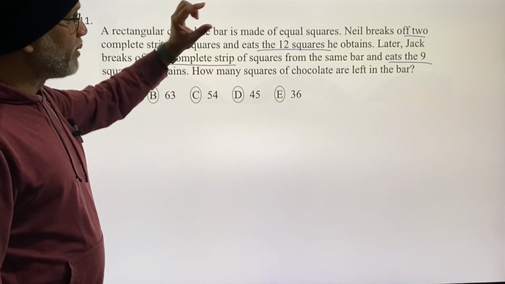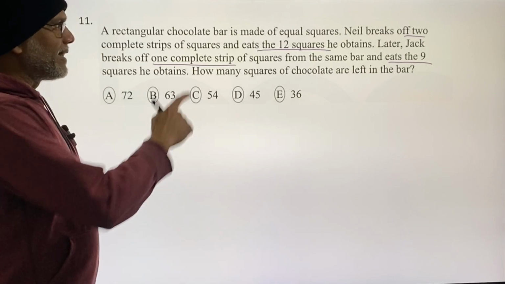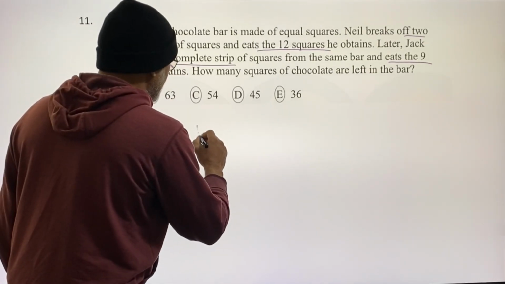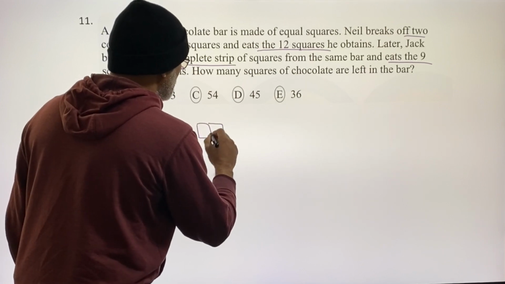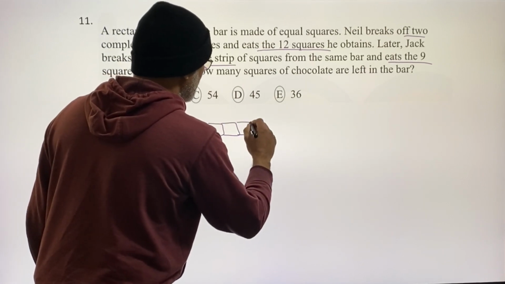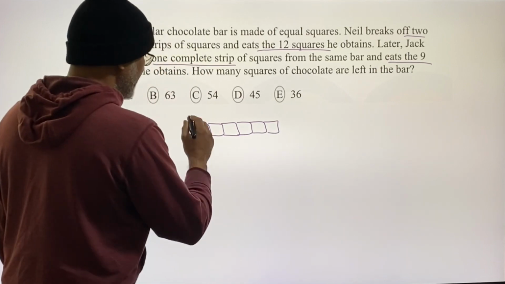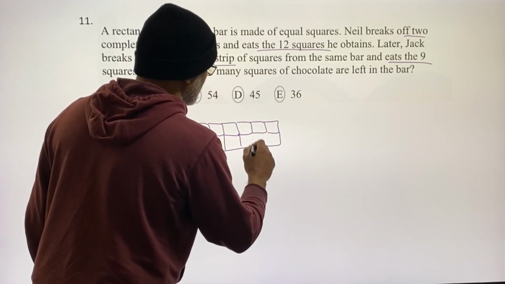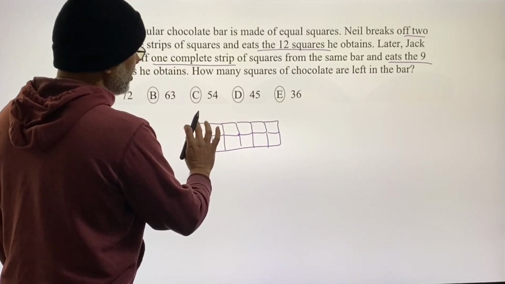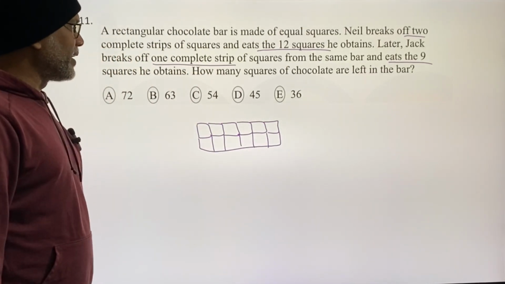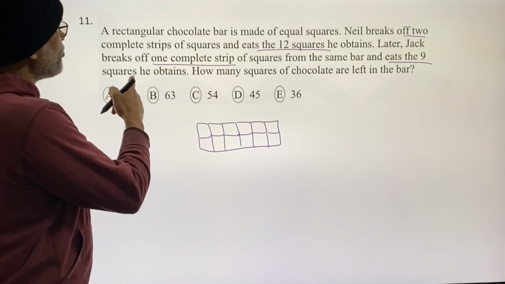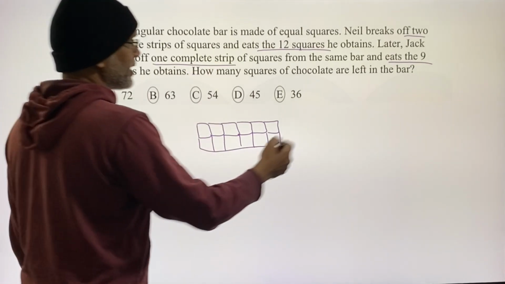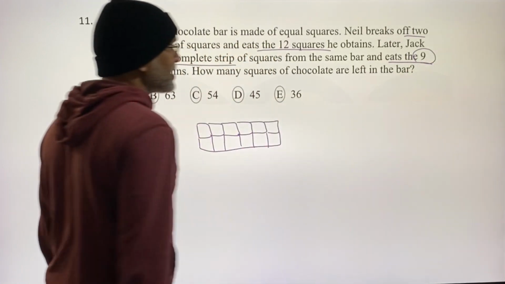Alright, first Neil breaks up 2 complete strips and that has 12. So one strip must have 6. So let me draw that 6. 1, 2, 3, 4, 5, 6. And he breaks 2 strips. So this is the other strip. So this has 12 squares, right? And then Jack breaks up one complete strip of squares from the same bar, and it's 9 squares. So now he is 9.